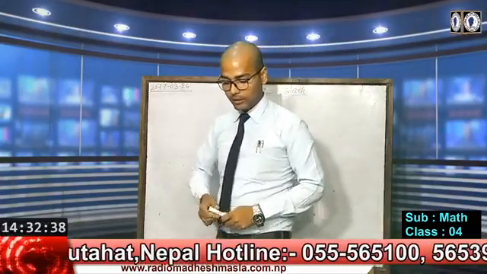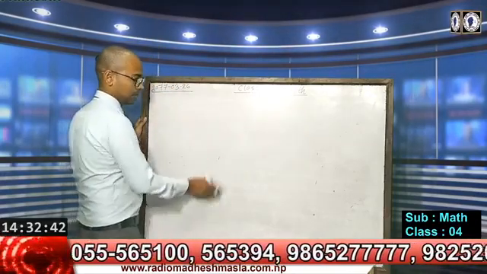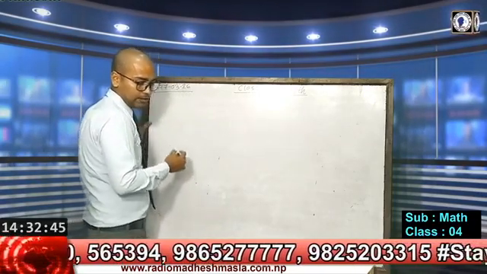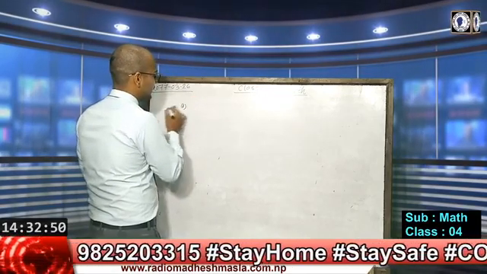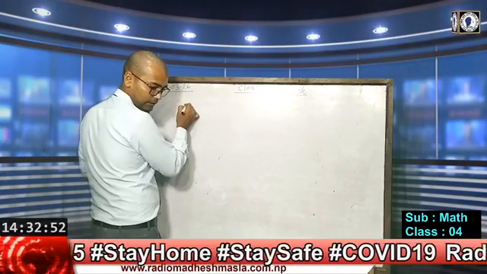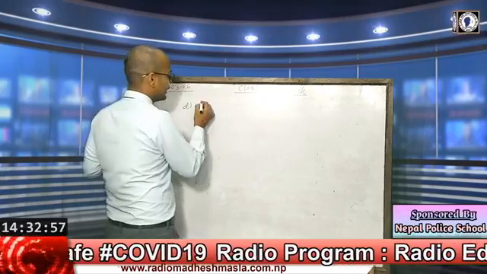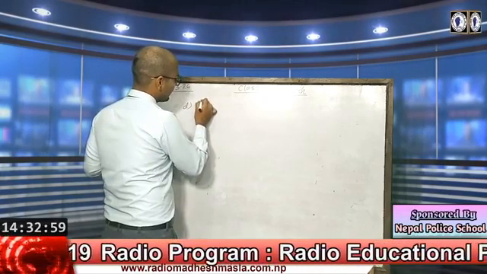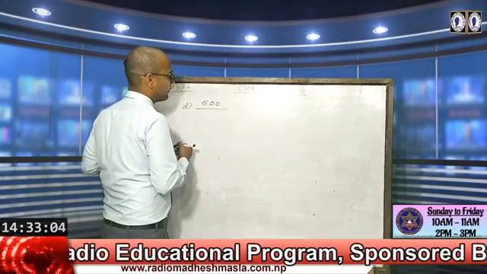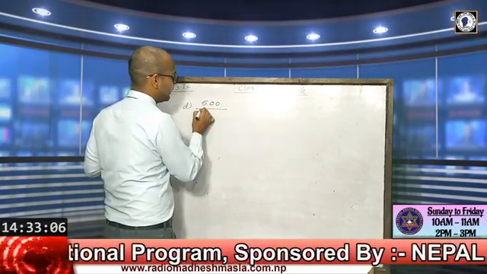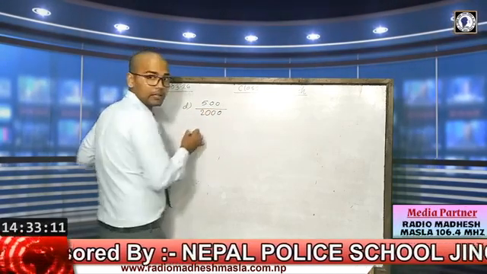For today, let's take another example of reducing to the lowest term. Suppose for question number D, the fourth example of the same type of questions, we are given 500 as the numerator and 2000 as the denominator.